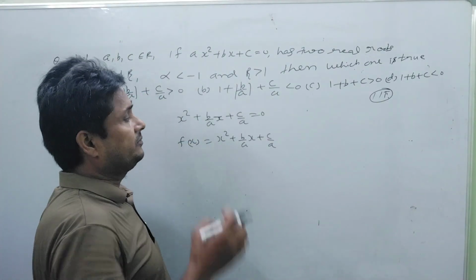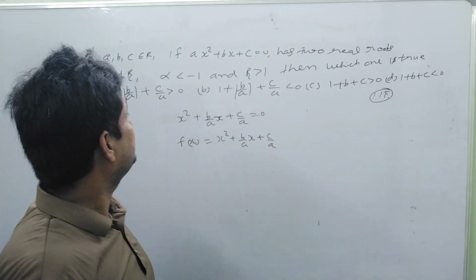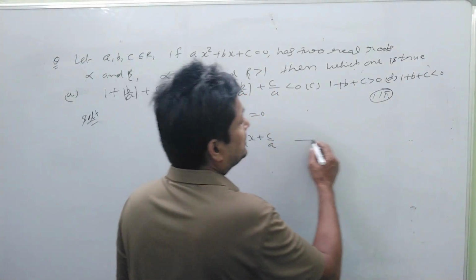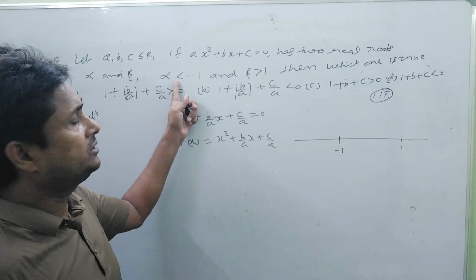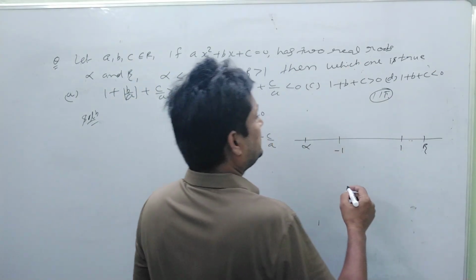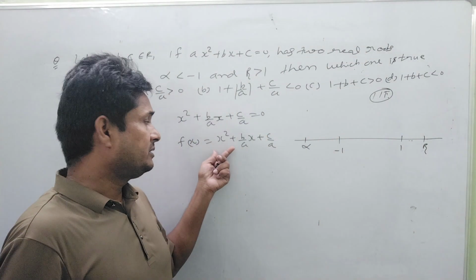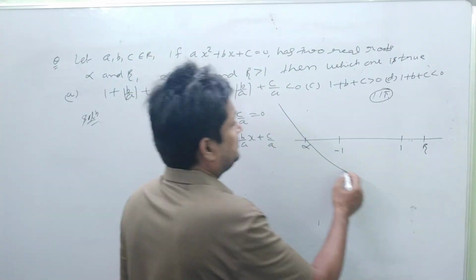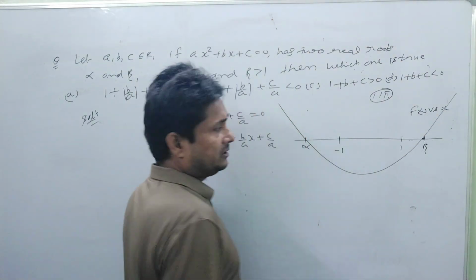Now draw the graph with respect to the given numbers. One root is less than -1, and the other root is greater than 1. So first of all draw the number line and mark the two numbers -1 and 1. According to the question, one root is less than -1. That means alpha will lie in this interval and beta will lie in this interval. The graph is an upward parabola, because the coefficient of x square is given positive. So the graph will be somewhere like this one. If you draw the graph of fx versus x, this is the graph.